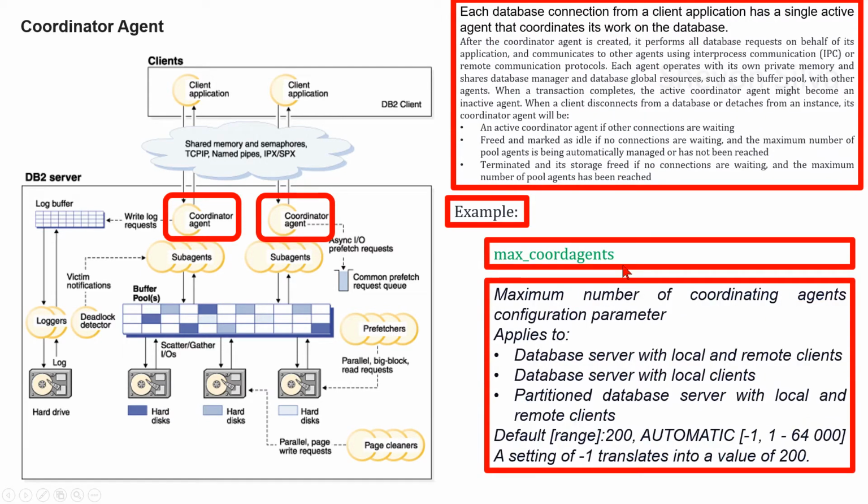As an example, we can consider max_coordagents. The maximum number of coordinating agents configuration parameter applies to: database server with local and remote clients, database server with local clients, and partitioned database server with local and remote clients. The default is 200 with automatic, -1, and the range is 1 to 64,000. A setting of -1 translates into the value of 200.